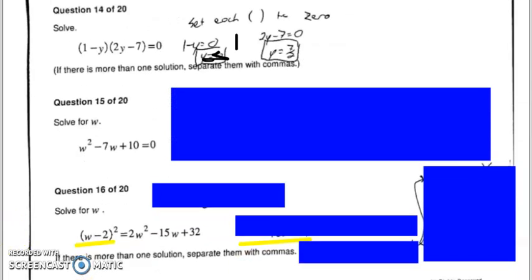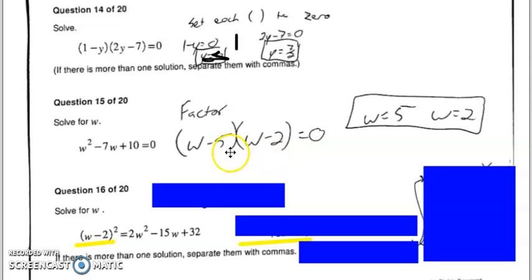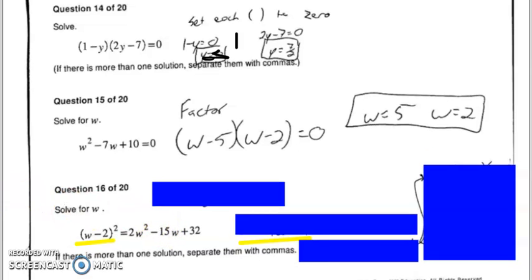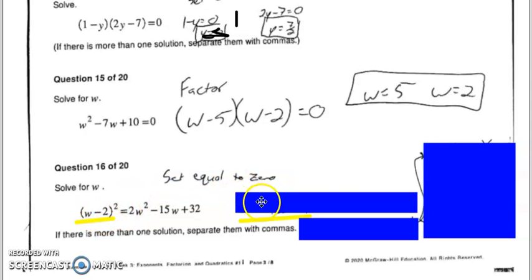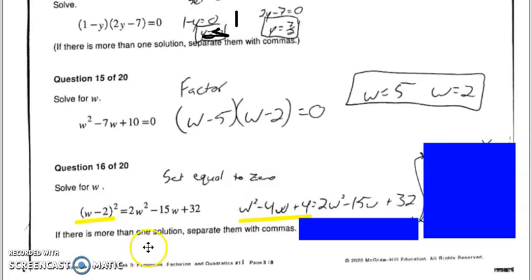Number 15, you have to factor it first. And then once it's factored, set each independent factor equal to 0. Number 16 is kind of cumbersome. First thing you've got to do is distribute that w minus 2 out, and then you're going to need to set everything equal to 0.